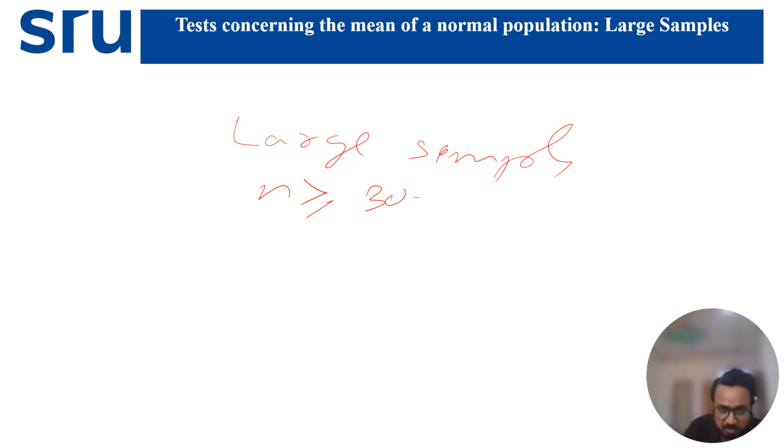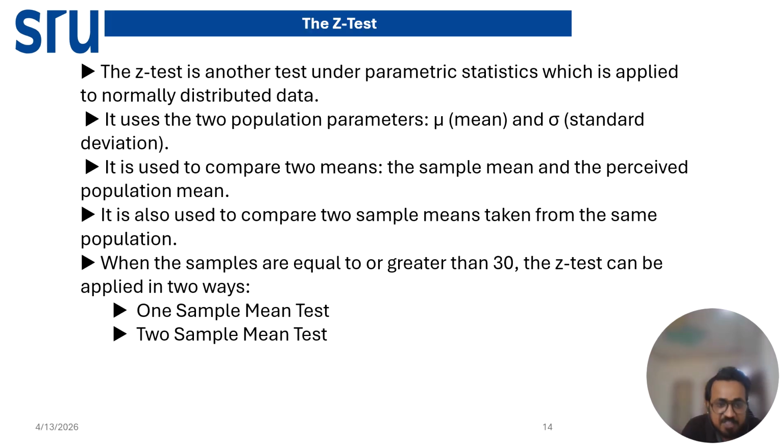Now we will discuss the Z statistical test. So what is the Z statistical test? The Z statistical test is a test under parametric statistics which is applied to normally distributed data. It uses two population parameters. The first one is mu, the second one is the standard deviation. It is used to compare two means, the sample mean and the perceived population mean. It is also used to compare two sample means taken from the same population.